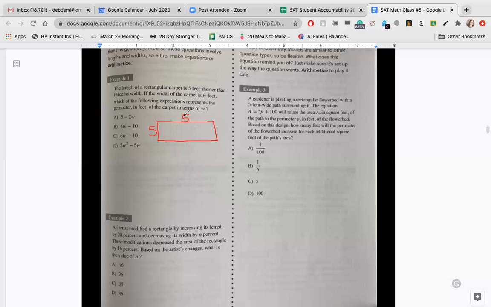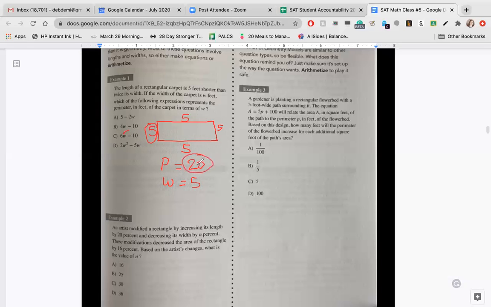Okay, do you guys see that so far? The length is 5 feet less than twice the width, and I just randomly picked this for the width. All right, what's the question? Which of the following represents the perimeter? Okay, so let's figure out the perimeter. 5 plus 5 plus 5 plus 5, so the perimeter is 20. The width we made 5. So if I put 5 in this one, 6 times 5 is 30, minus 10 is 20.